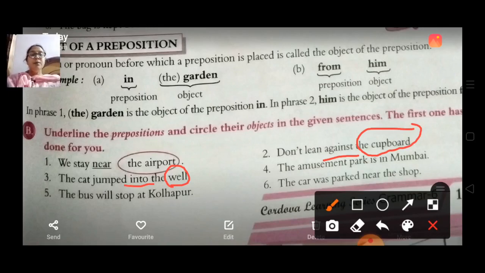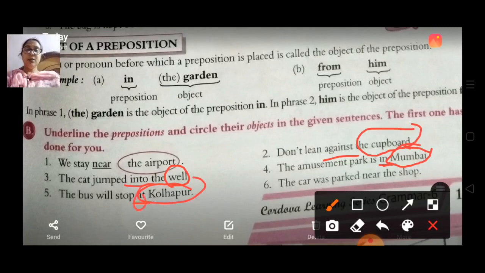Now number 4, the amusement park is in Mumbai. Where is the amusement park? The amusement park is in Mumbai. Now here Mumbai is an object and in is a preposition. Now the bus will stop at Kolhapur. So Kolhapur over here is an object and at is a preposition.